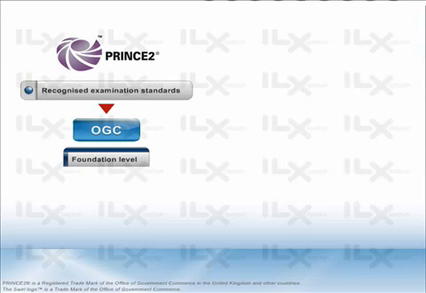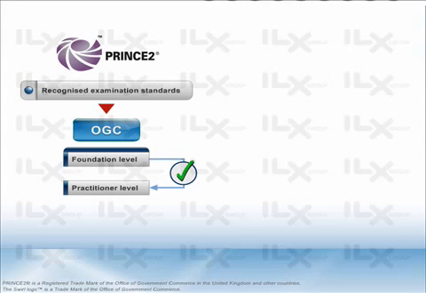One of the major advantages of PRINCE2 is that there is a universally recognised set of examination standards, which are independent of the training providers. The UK's Office of Government Commerce, who is the author of PRINCE2, defines 2 levels of student examination, namely foundation level and the more advanced practitioner level. A pass at the foundation level is a precondition of sitting the practitioner examination.